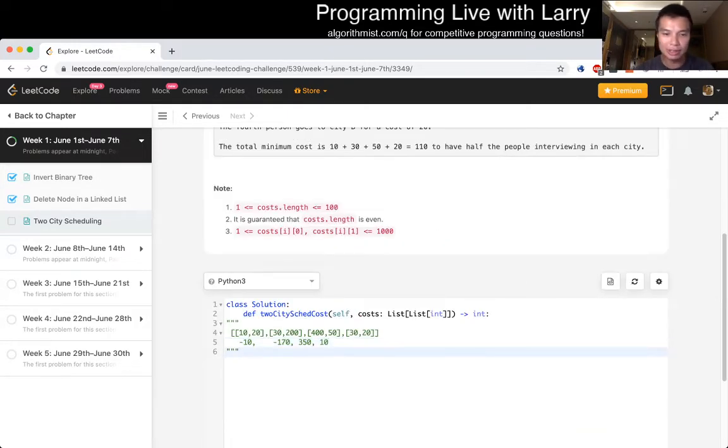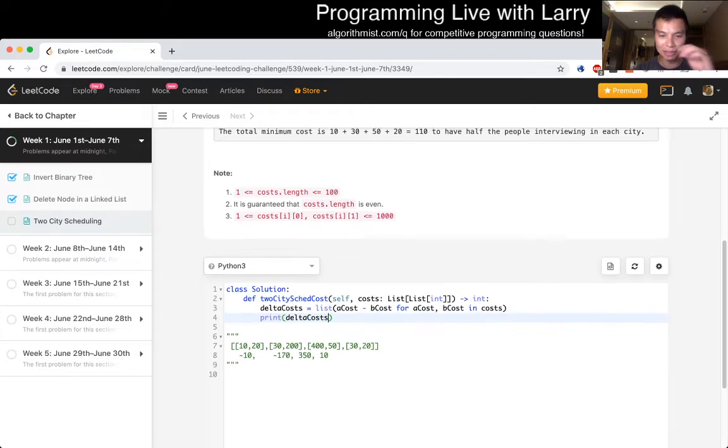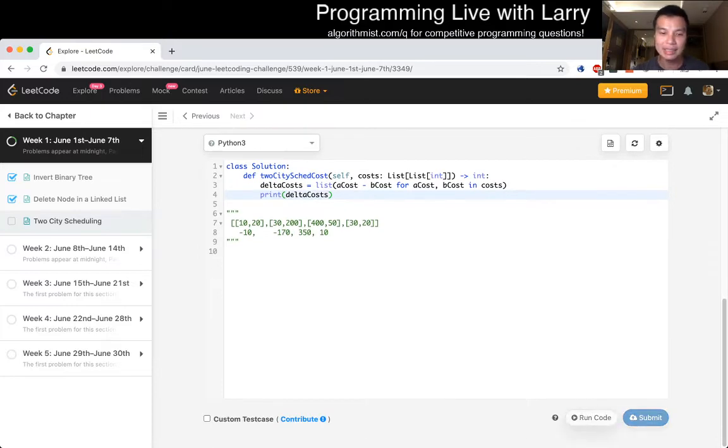Okay, so let's just say delta cost is equal to a cost minus b cost for a cost, b cost in costs. So this is just an iterator, and let's just convert it to a list to be sure. And this is why you should put this at the bottom, because it messes with my indenting. And just to test, you could print delta. But this is basically a list comprehension. It's very Pythonic.